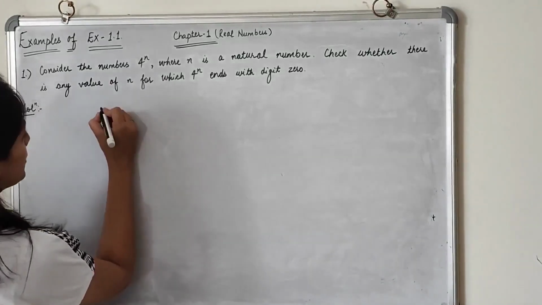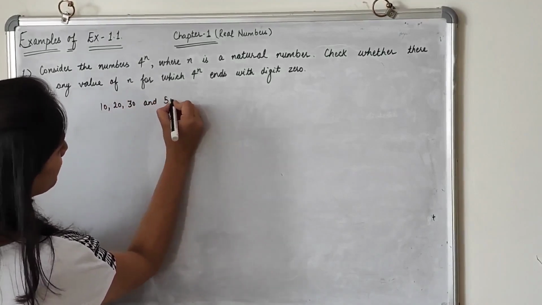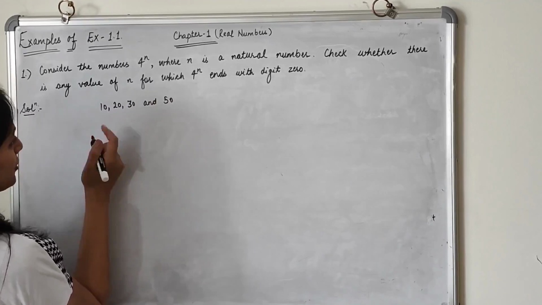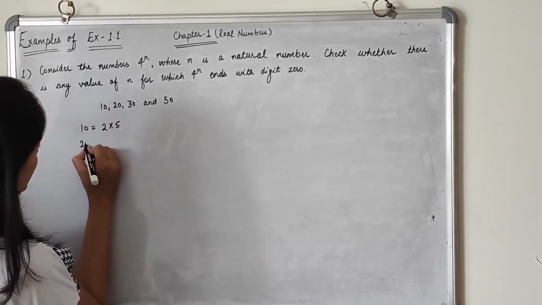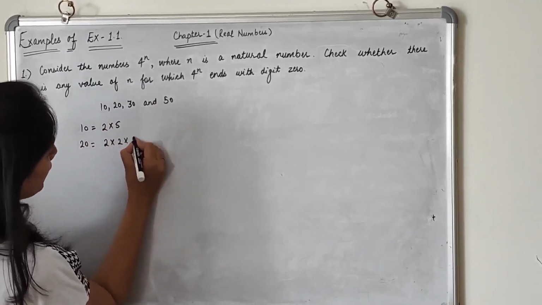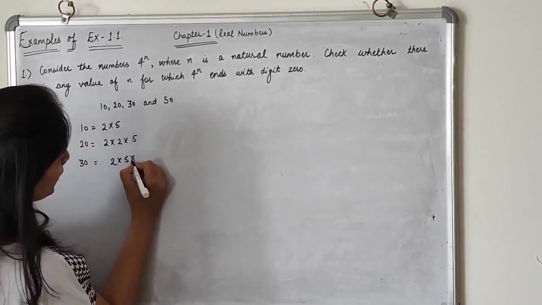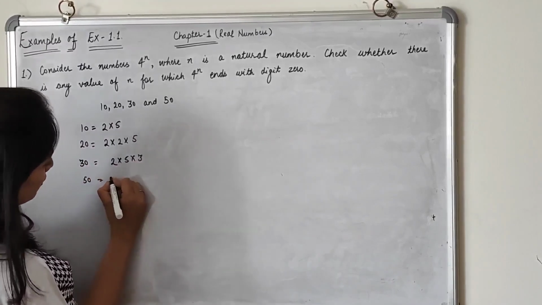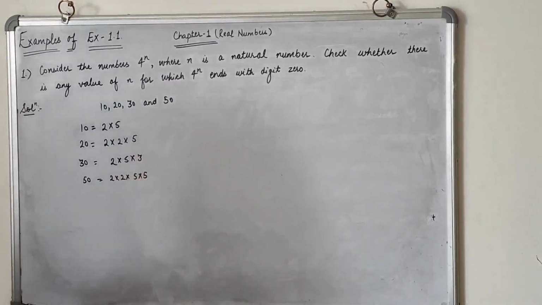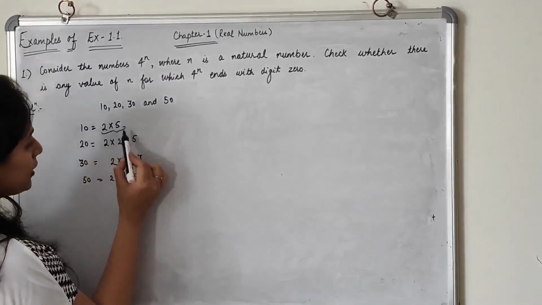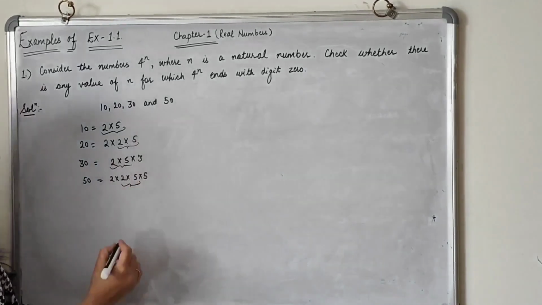Suppose we are taking these numbers 10, 20, 30 and 50. Do a prime factorization of these numbers. What will be its factors? 10 is 2 cross 5, 20 is 2 into 2 into 5, 30 is 2 into 5 into 3, 50 is 2 into 5 into 5. So what are we observing from this data? 2 cross 5 in each case. So what does this mean?